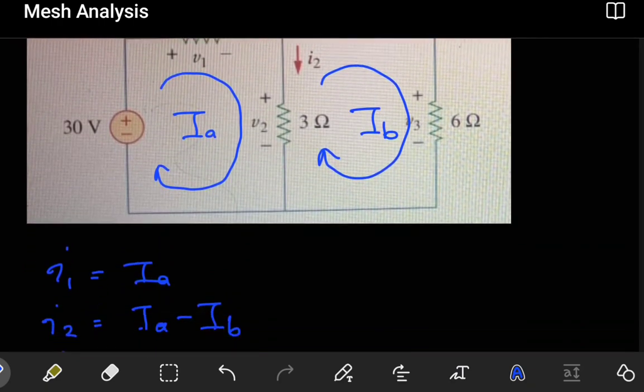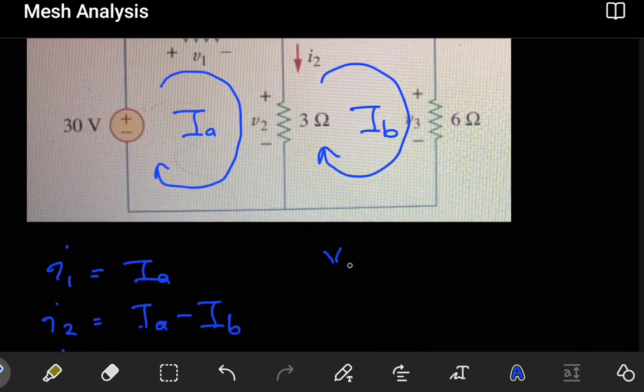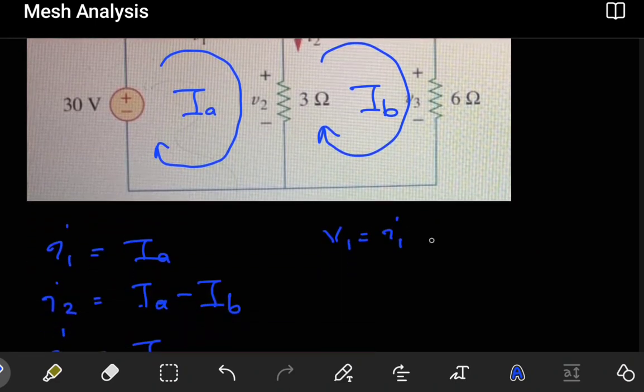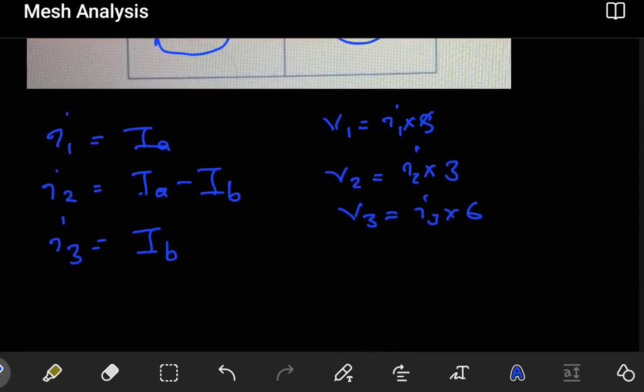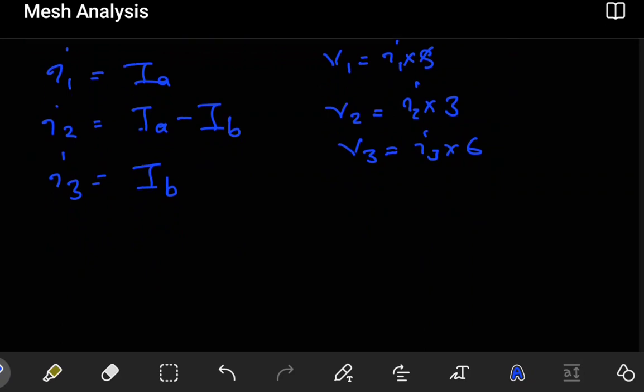And then when it comes to the voltages, we use the same concepts. V1 will be equal to I1 multiplying 8 ohms, and then V2 will be equal to I2 multiplying 3 ohms. And finally, V3 will be equal to I3 multiplying 6 ohms. So all I would do is get the currents I1, I2, I3 for you, and then you easily work out the voltages. So with the relationships done, the next part is to use KVL for each mesh.